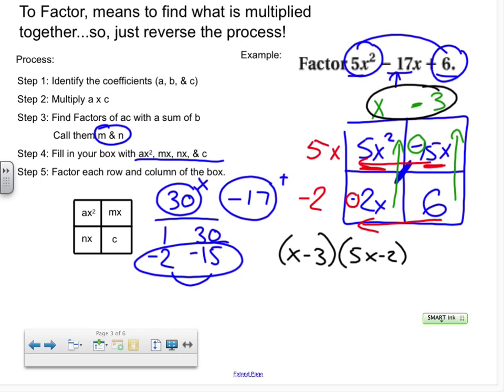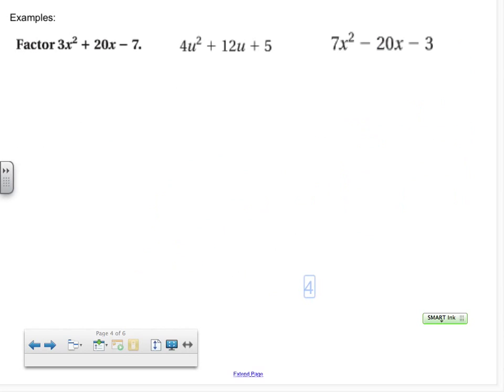And that's how you factor. You're going to use the box in reverse. The rest of these videos on factoring are just practice problems. Here's some practice problems. Pause, try them as you can. If you're not ready, watch right away.